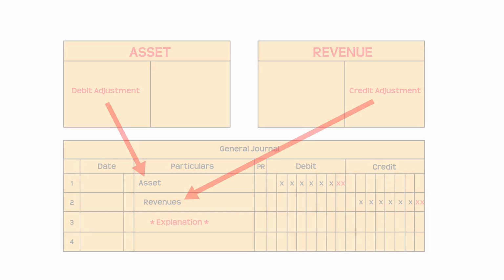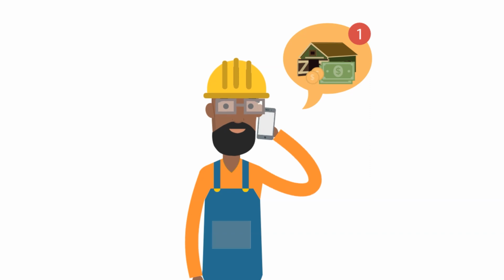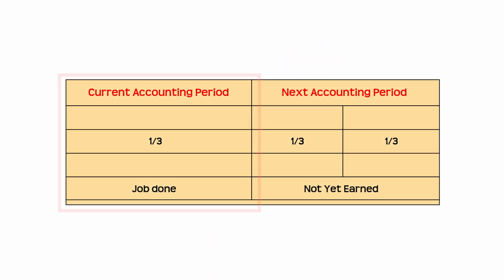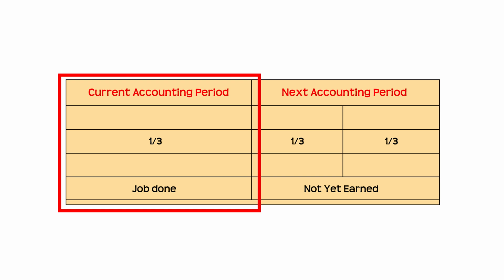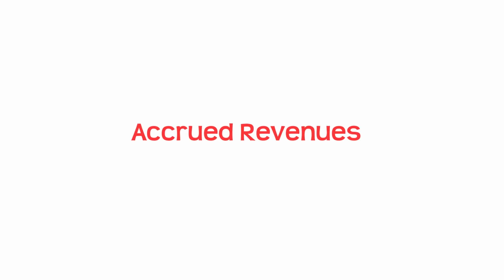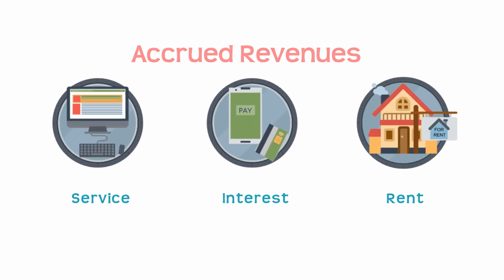An example of this is a carpenter who bills his customers only when the job is done. If only 1/3 of the job is done at the end of the period, then the carpenter must only expect 1/3 of the billing to be recorded as revenue, since that is what he has earned, even though there is no actual cash collection. A common example of accrued revenues arises from services, interest, and rent.